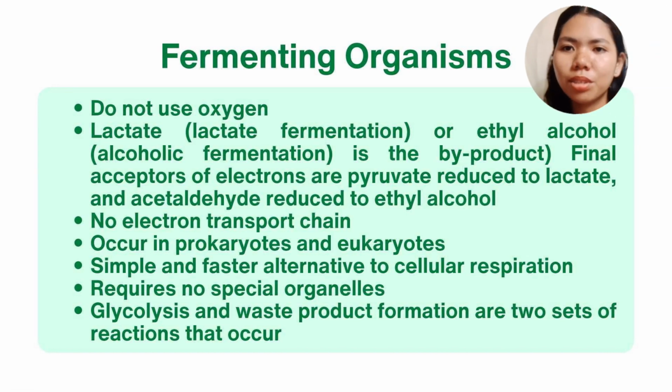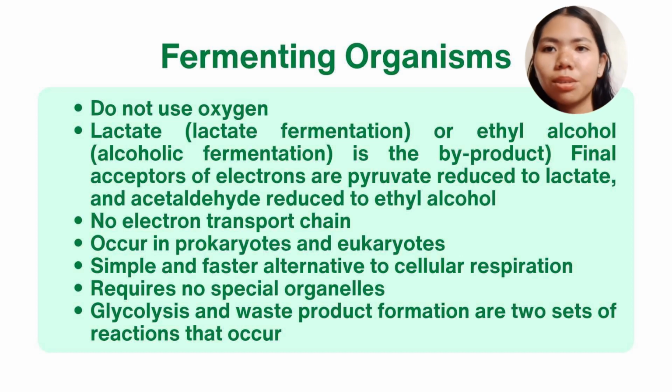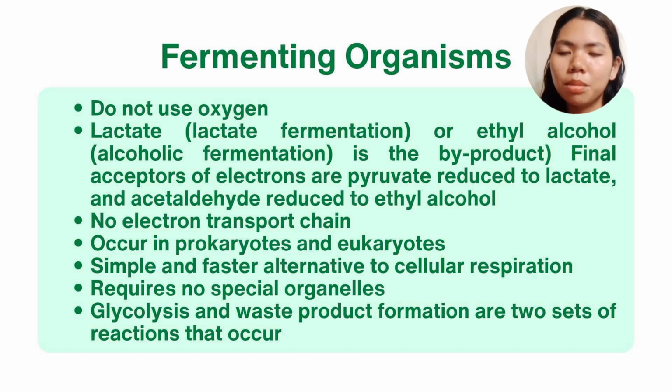No electron transport chain. Unlike cellular respiration, fermentation does not involve an electron transport chain. ATP is generated through substrate-level phosphorylation. Fermentation occurs in prokaryotes and eukaryotes. It is a metabolic pathway that occurs in both eukaryotic and prokaryotic cells.